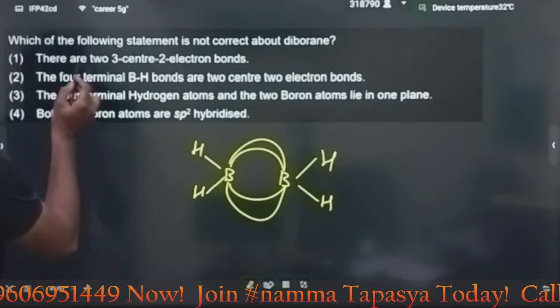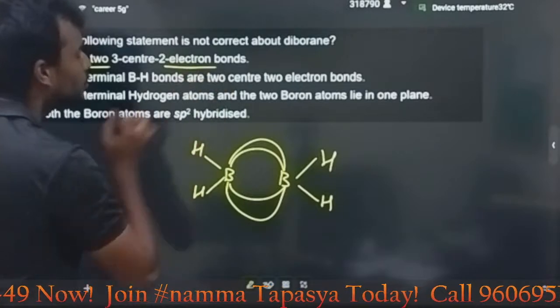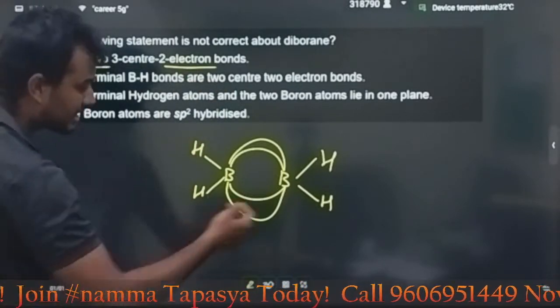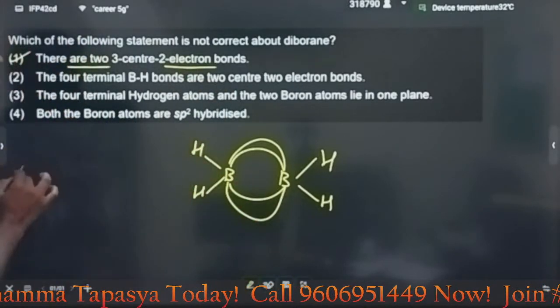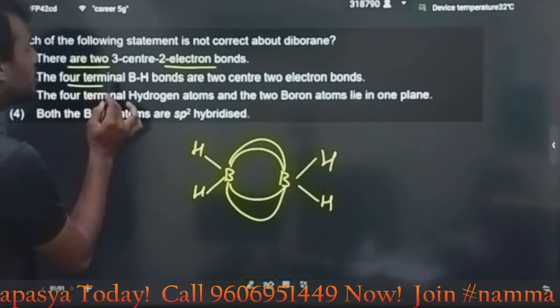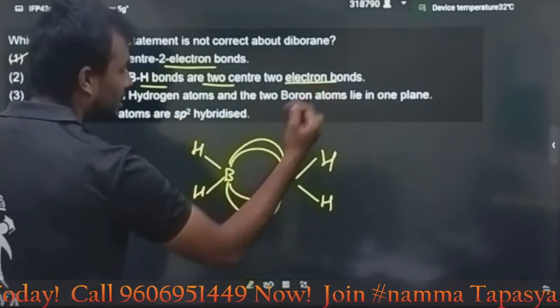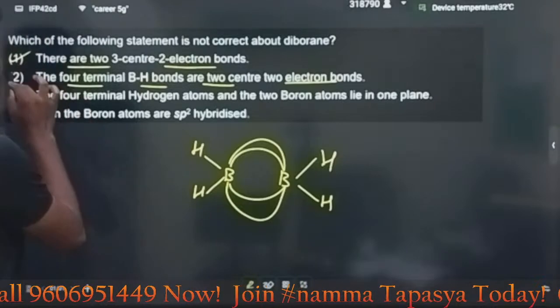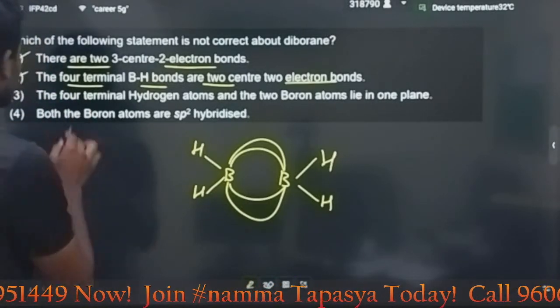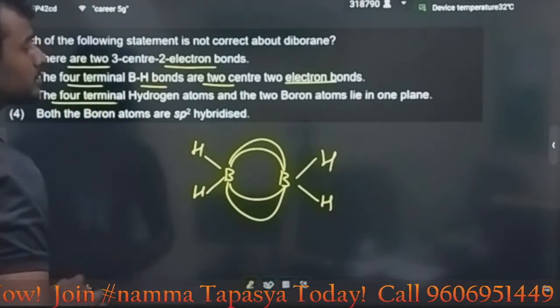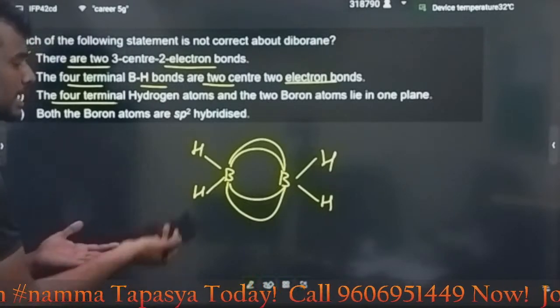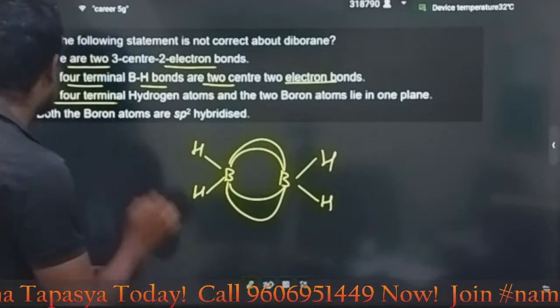Look here. There are two 3-center 2-electron bonds. Correct? Yes, it is correct. Second one, the 4 terminal BH bonds are 2-center 2-electron bonds. Yes, 4 terminal hydrogen bonds we have. Third point, the 4 terminal hydrogen atoms and the 2 boron atoms lie on one plane. Yes, obviously the same plane. It is also correct.